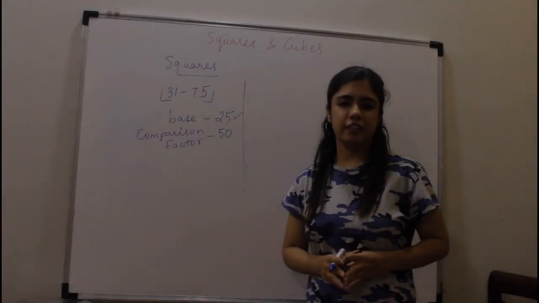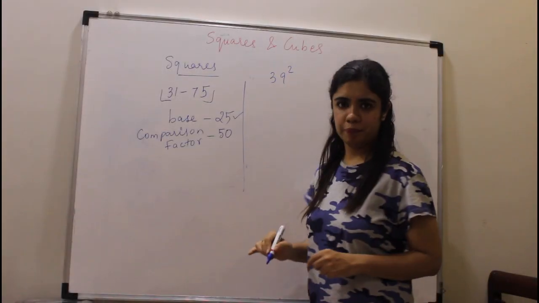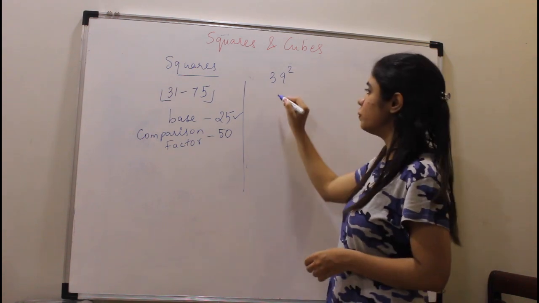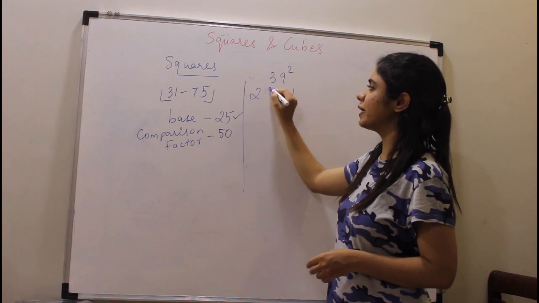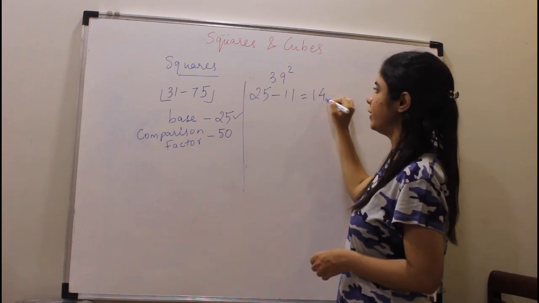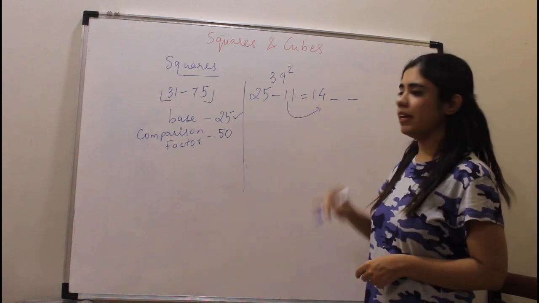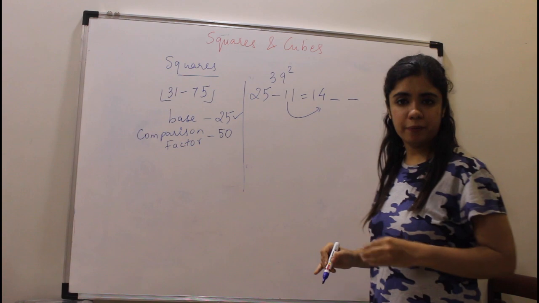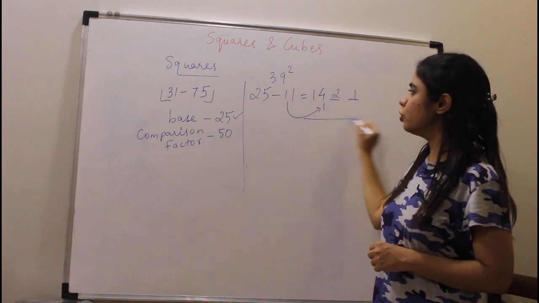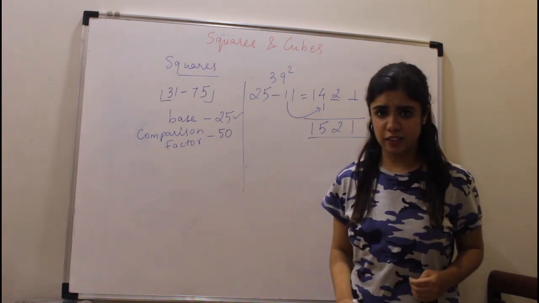Now let's look at another example. Suppose I ask you, what is 39 square? 39 is how much less than 50? It is 11 less. So you will subtract 11 from your base, which is 25. 25 minus 11 will give you 14 and you have two spaces remaining. What is 11 square? It is 121. So 1 will get carried and you will have 21. So your answer will be 1521. Okay, that is your answer.